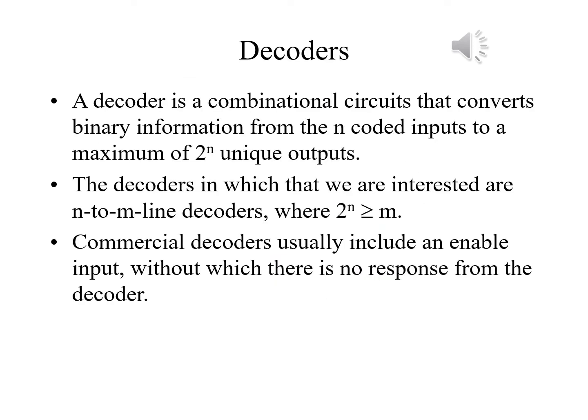Now we'll take a look at a different type of device, namely decoders, something you'll find in most digital devices. A decoder is a combinational circuit. It converts binary information coming from n coded inputs to a maximum of 2 to the nth unique outputs. The decoders in which we're interested are what are called n to m line decoders, where 2 to the nth power is greater than or equal to m. Commercial decoders usually include an enable input, without which there is no response from the decoder.